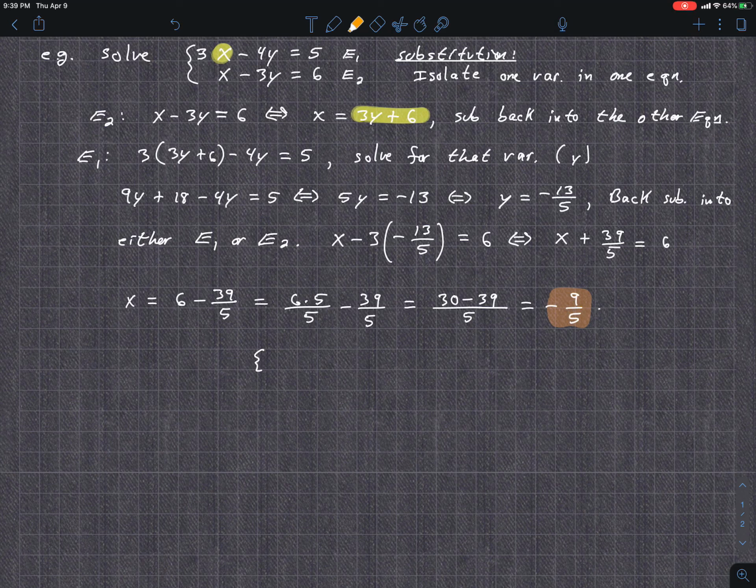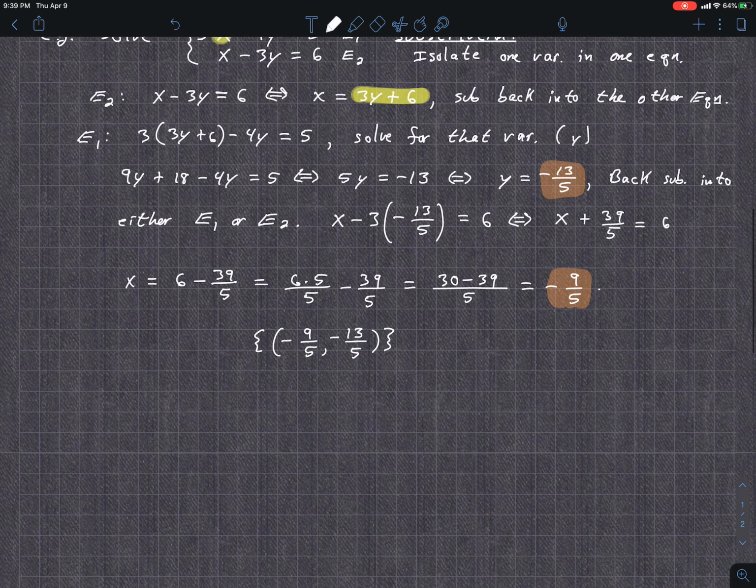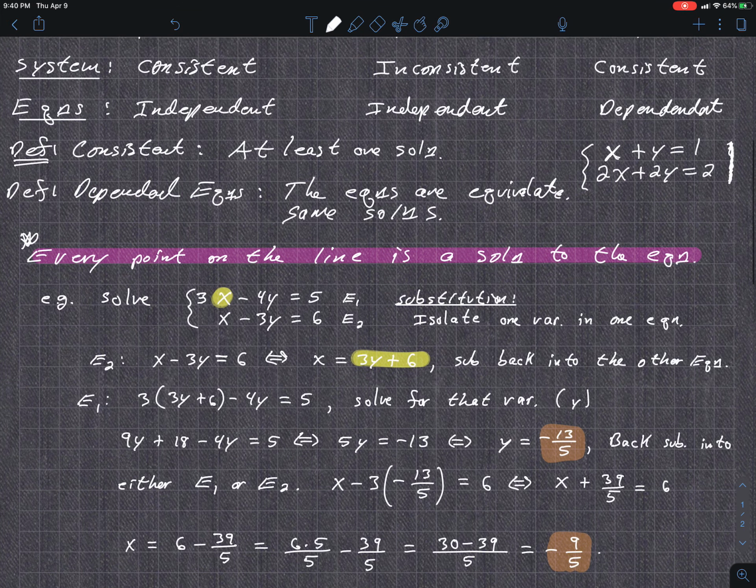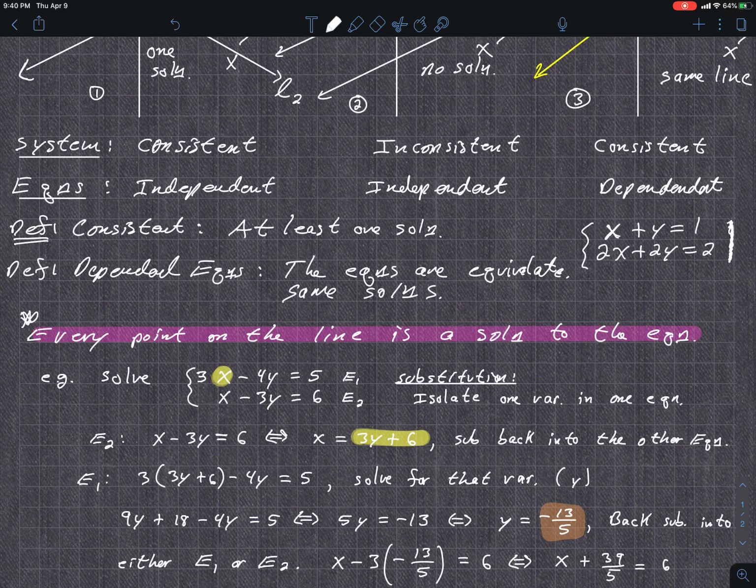So your solution is an ordered pair. That's kind of the key here. Your ordered pair solution is negative 9 fifths and negative 13 fifths. And then you write it in a solution set as an ordered pair, because remember, it's the point that's the solution to the system. And then we say this is a unique solution.